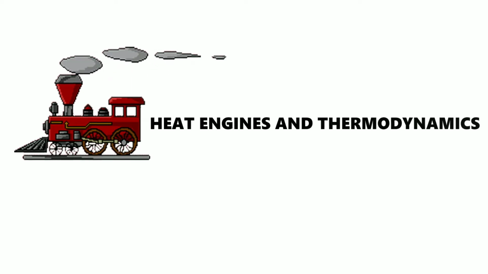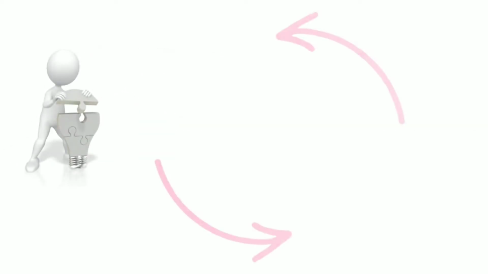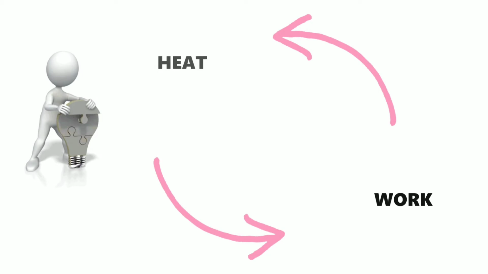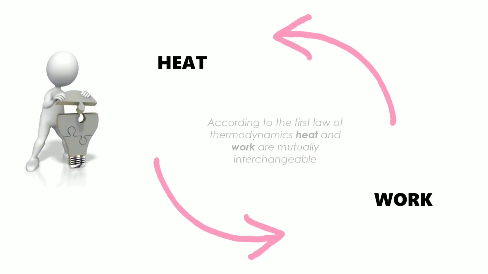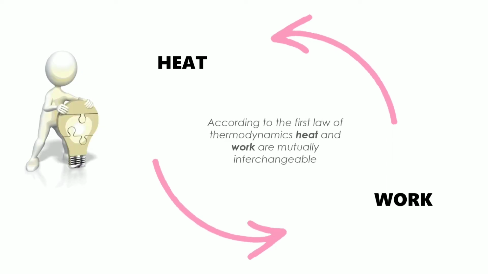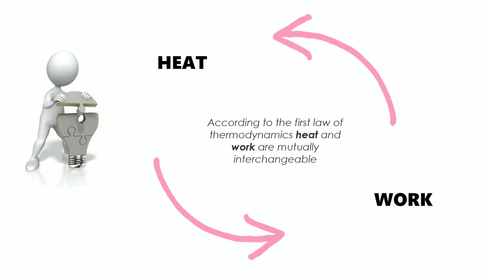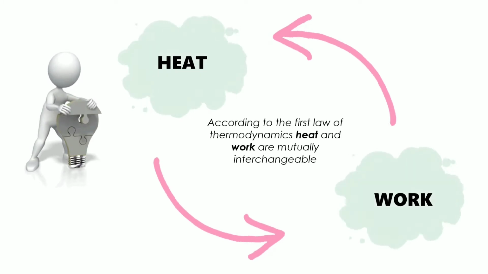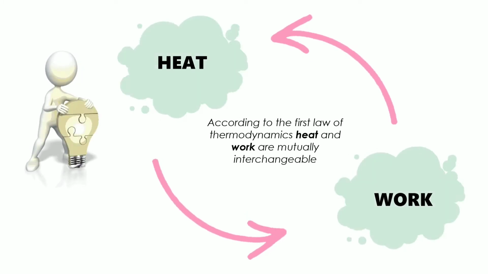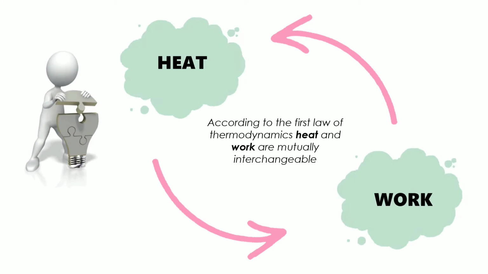Heat engine and thermodynamics. According to the first law of thermodynamics, heat and work are mutually interchangeable. This law does not mention the direction of flow of heat. The second law of thermodynamics gives the direction of flow of heat energy. Before stating the law, let us see how heat energy is converted into mechanical energy in a heat engine.